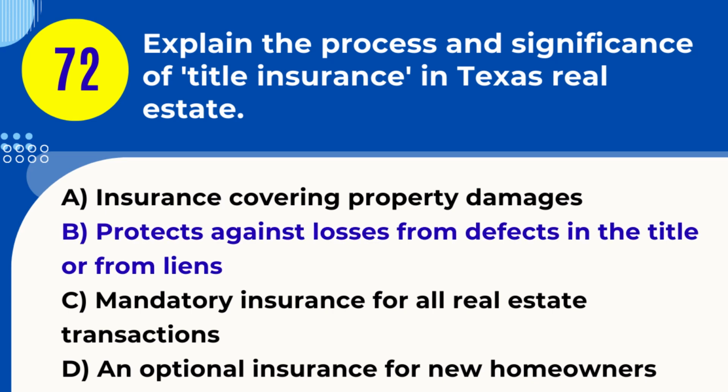Answer: B. Protects against losses from defects in the title or from liens. Explanation: Title insurance in Texas real estate is a form of indemnity insurance that protects buyers and lenders against financial loss resulting from defects in the title to a property, such as undisclosed liens, ownership disputes, or errors in public records. It ensures a clear and undisputed property title.